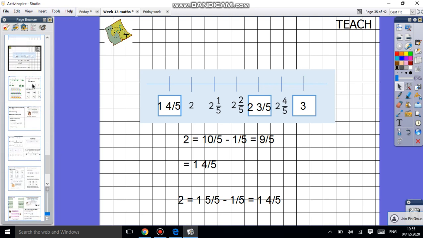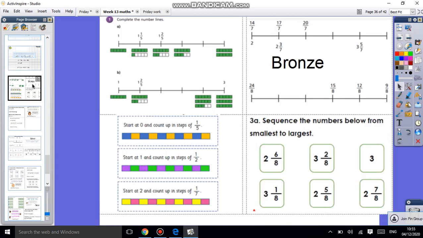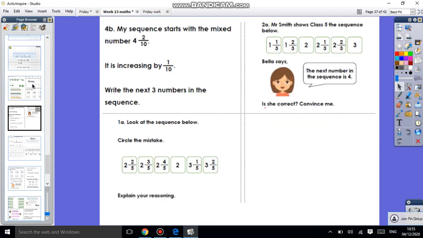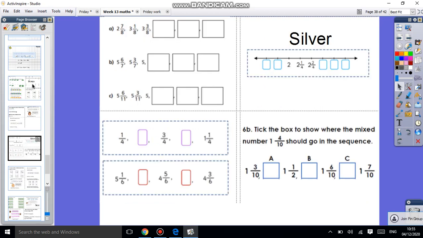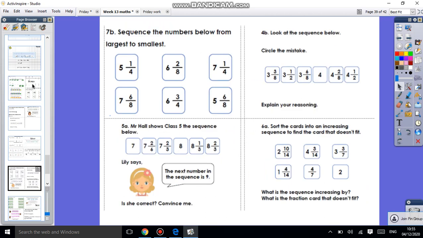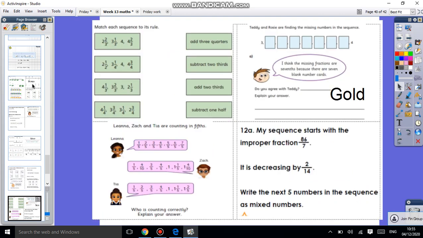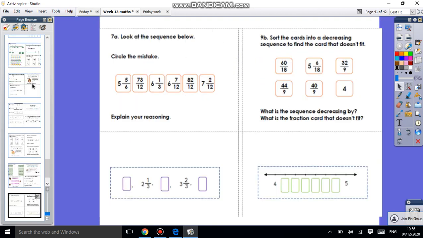And let's go. So if you're on bronze, you have this slide for your work, and you are also going to complete this slide. If you're on silver, you're going to complete this slide and this slide. If you're on gold, you are going to complete this slide and this slide.